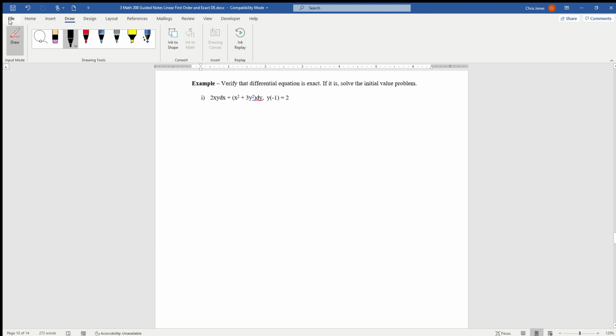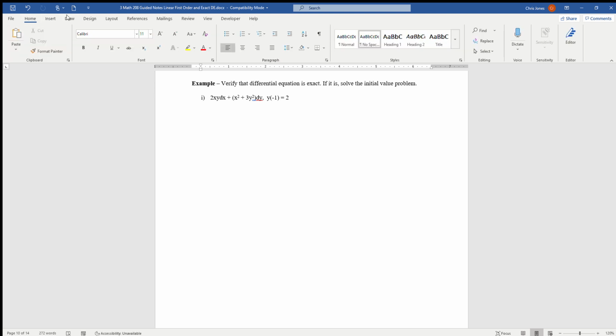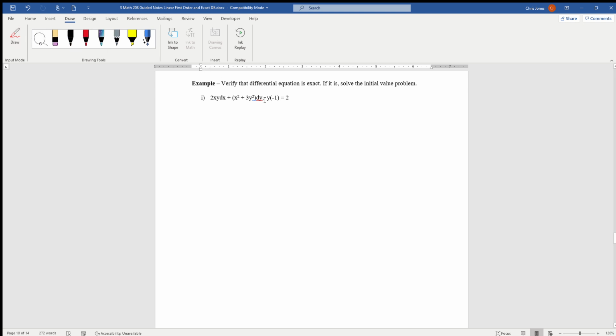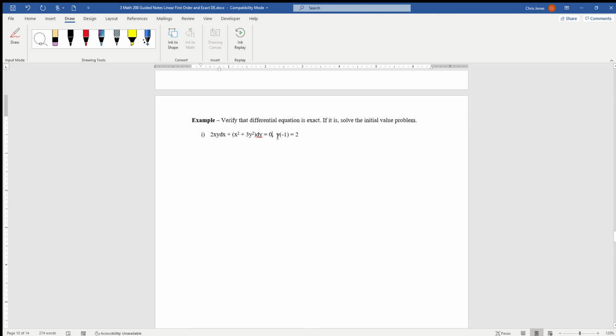Okay. So we're going to have this 2xy dx plus (x squared plus 3y squared) dy. That should be equal to 0. So let me go ahead and set that equal to 0. On yours, it'll probably say that. On mine, maybe I just deleted it by accident. And we have this y(1) is equal to 2.